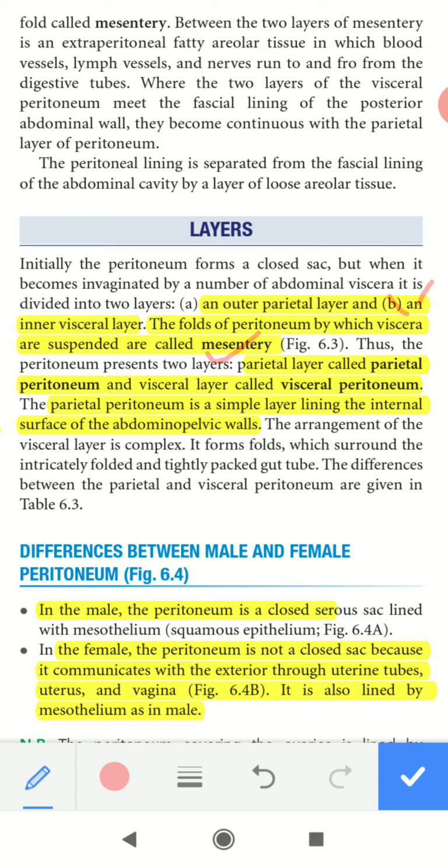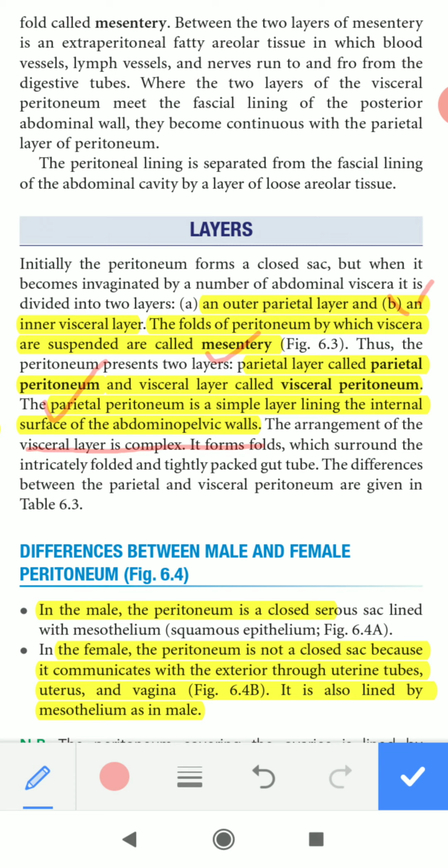And the parietal peritoneum and visceral peritoneum. The parietal peritoneum usually surrounds the internal surface of the abdominopelvic walls. That means the parietal peritoneum covers the internal surface of the abdominal wall and internal surface of the pelvic wall, and the visceral peritoneum surrounds the viscera.